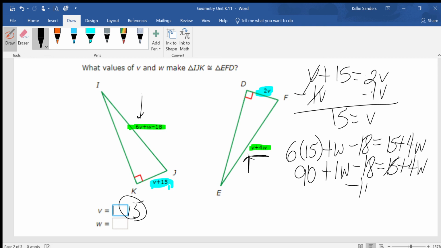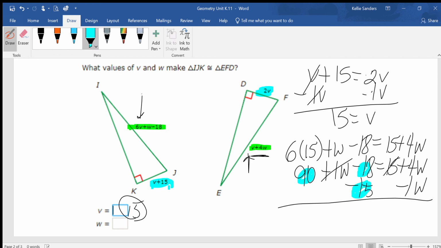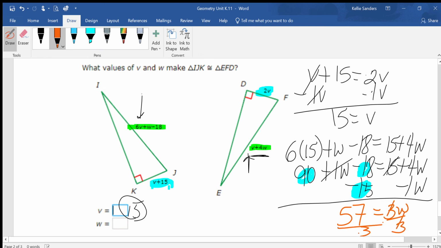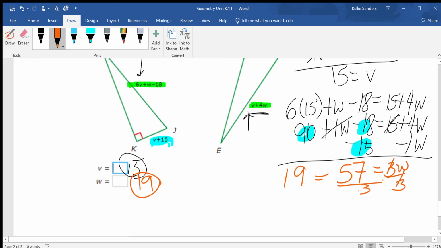I'm going to subtract that 15, and I'm going to subtract that 1W, and I'm going to put all 3 of these together because they are all like terms, even though they have different signs. 18 and 15 is 33. 90 minus 33 is 57. 4 minus 1 is 3. Divide by 3. Divide by 3. If that would have been 60, it would have been 20, so that's going to be 19, and W is 19. That's it.